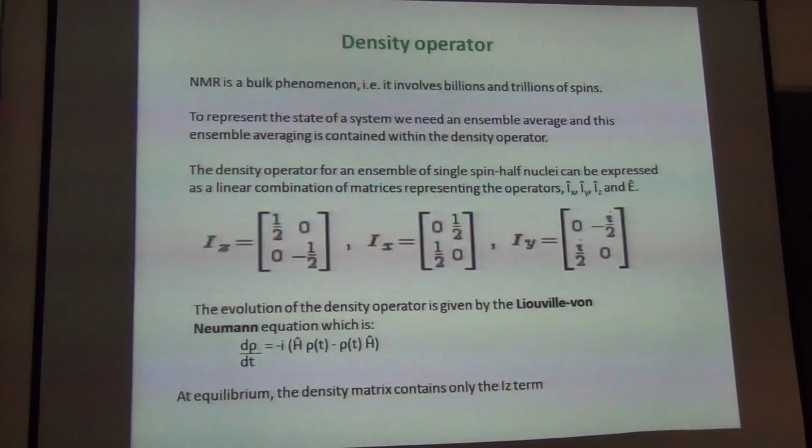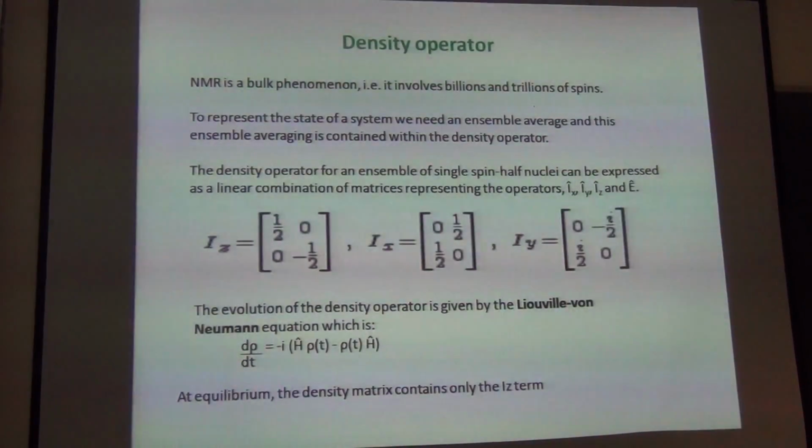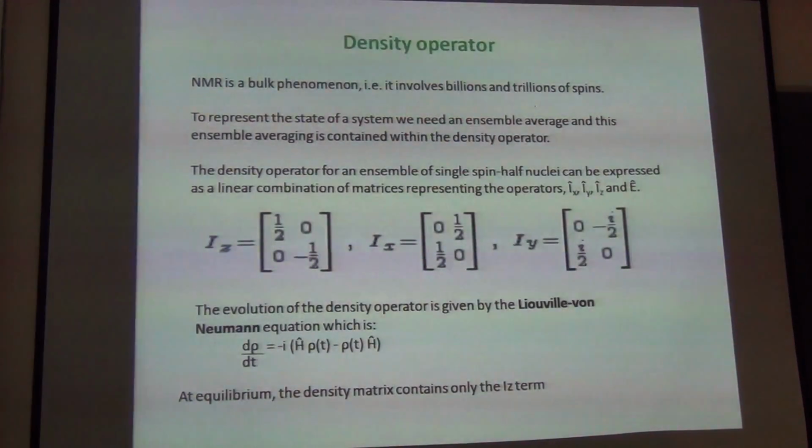We've just done this for a single spin half. That's when you introduce a quantity known as the density operator. NMR is a bulk phenomenon, meaning it involves millions and millions of spins. So to represent the state of the system, we need an ensemble average, and this ensemble averaging is contained within the density operator.